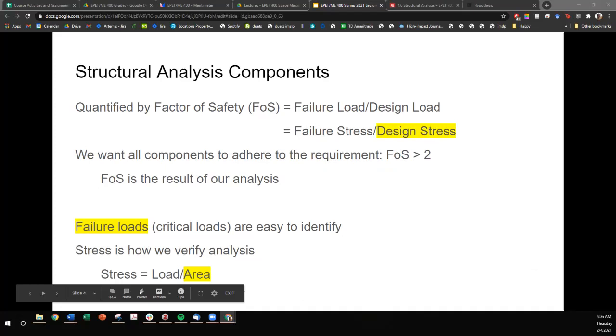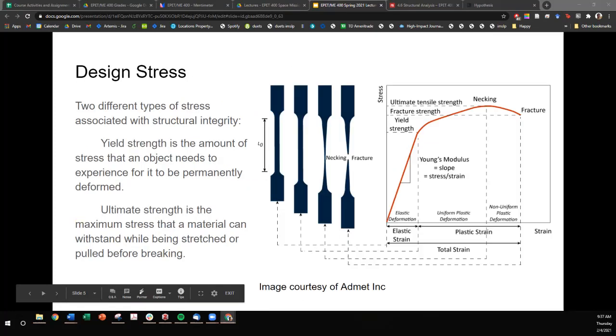So the different components in a structural analysis that we would have to extract or define are failure loads, area, and the design stress. So failure loads are something you have to quantify when you're thinking about all the loads that could be applied to the spacecraft. And then stress, as defined by load over area, that area is defined by the geometry of the part that you've designed. So let's break down those 3 components.